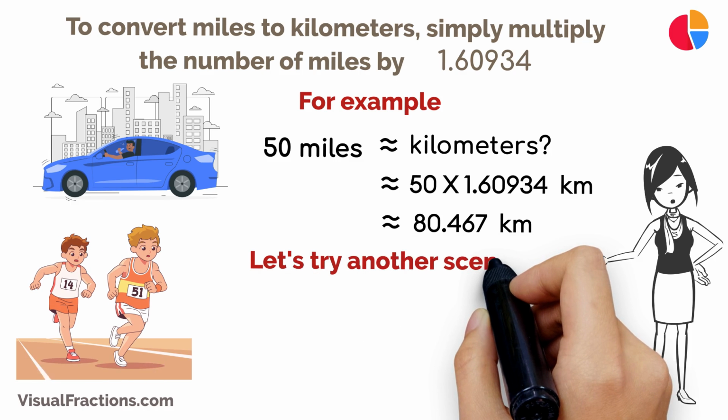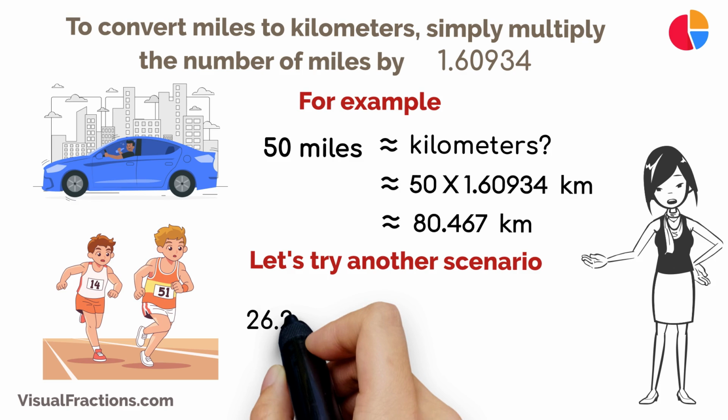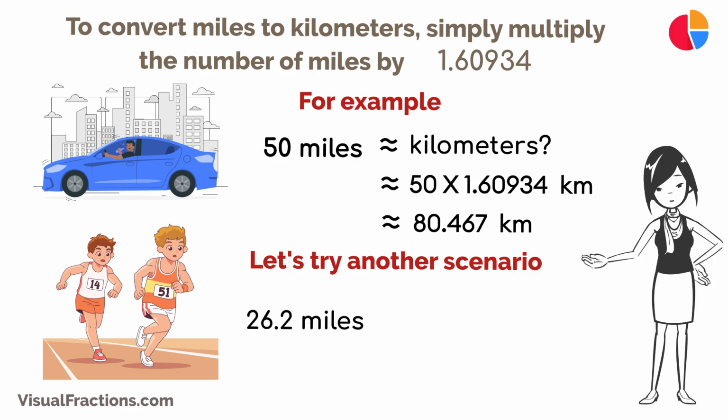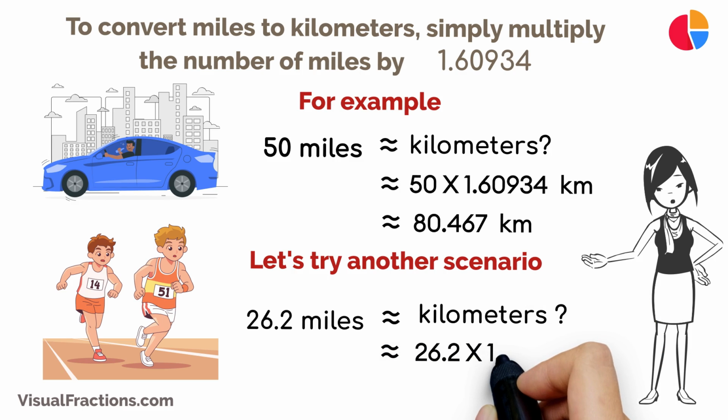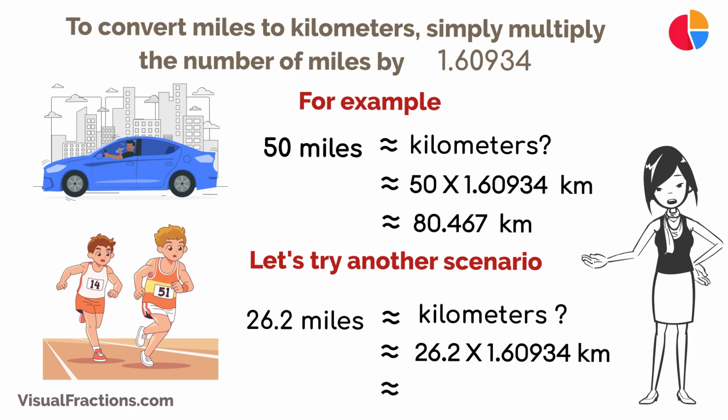Let's try another scenario. If you're planning a marathon and the distance is 26.2 miles, you can convert it to kilometers by multiplying 26.2 miles by 1.60934. That's roughly 42.195 kilometers.